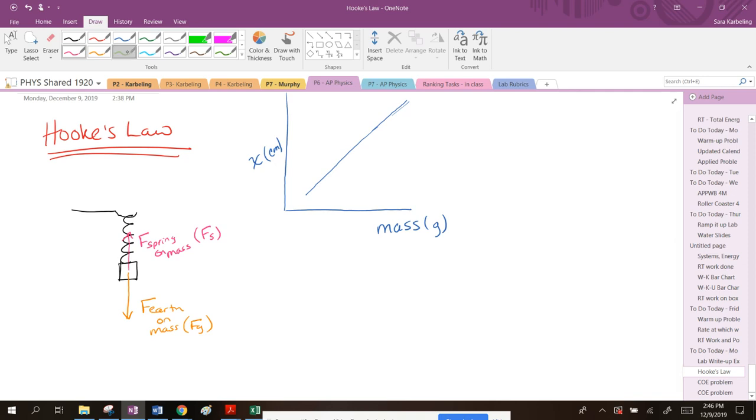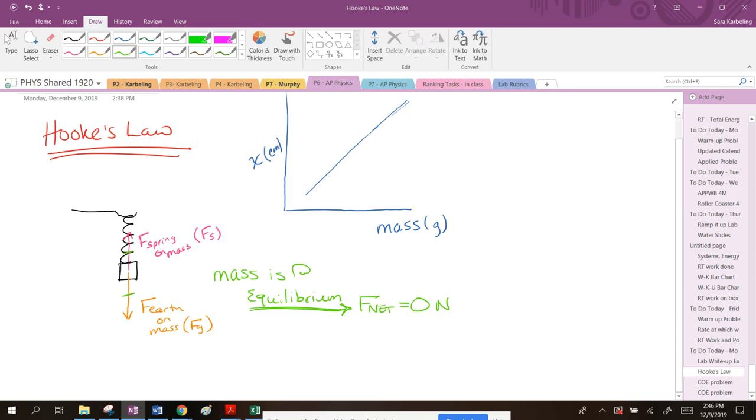So at this point, we're throwing in some new words here. The mass is at equilibrium. Equilibrium is just a situation when the net force is equal to 0. Okay. If the net force is equal to 0, how do those two forces compare, friends? Equal in magnitude, right?